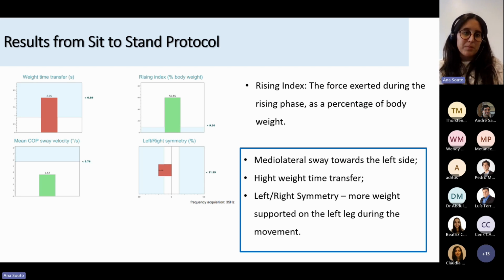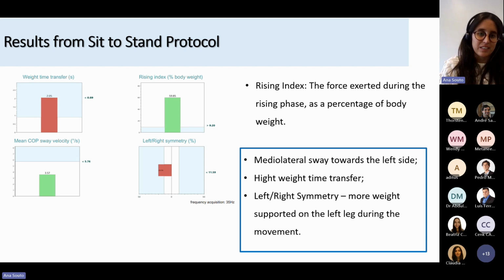Other parameters that this protocol also gives us is the rising index, which is the force that is exerted during the rising phase, as a percentage of body weight. So it has enough strength to complete the movement, and it's actually okay, but it's all on the left side.